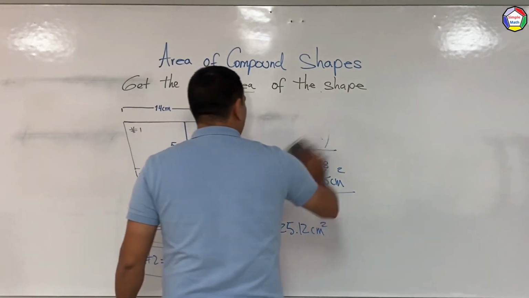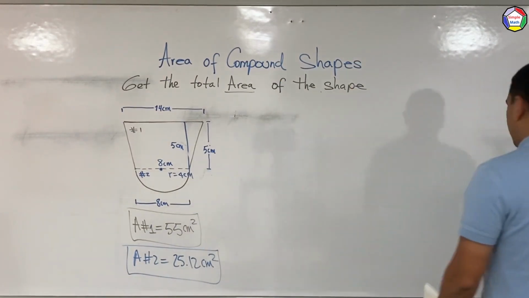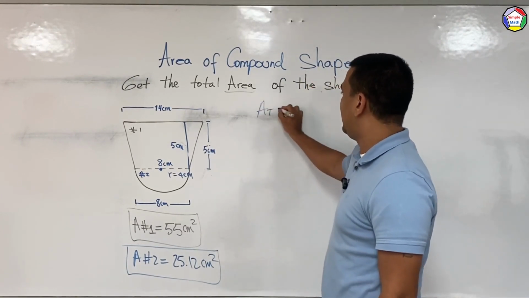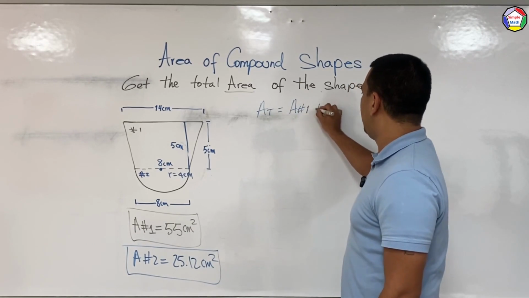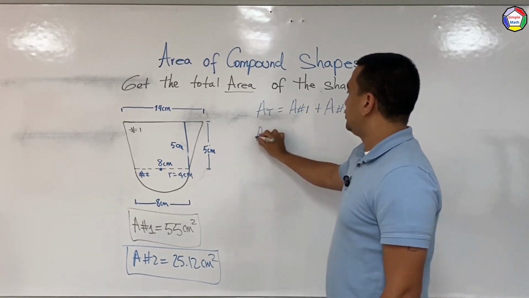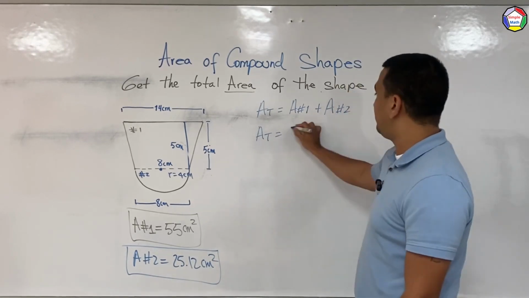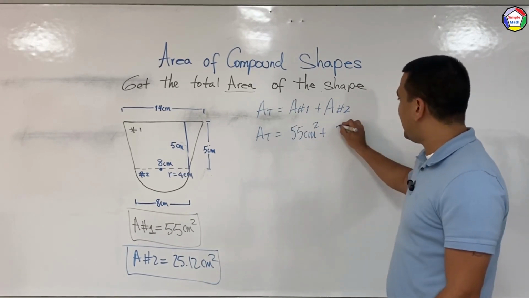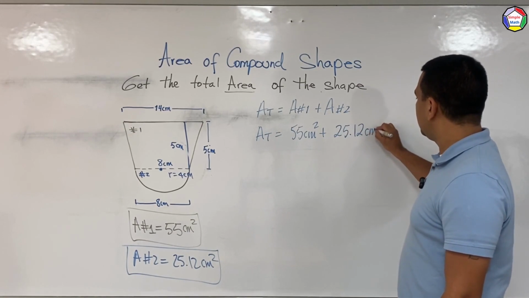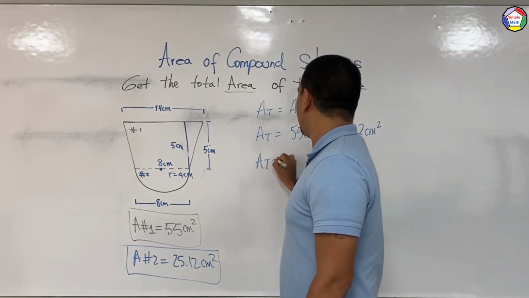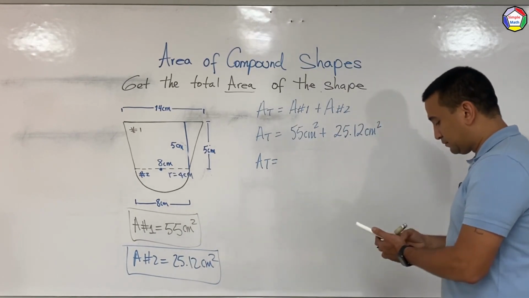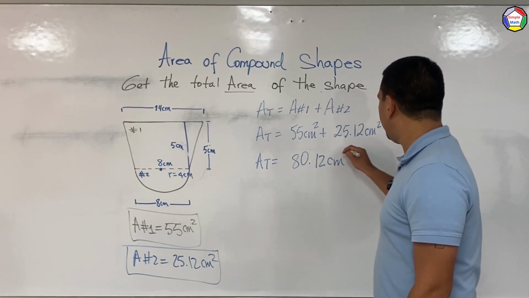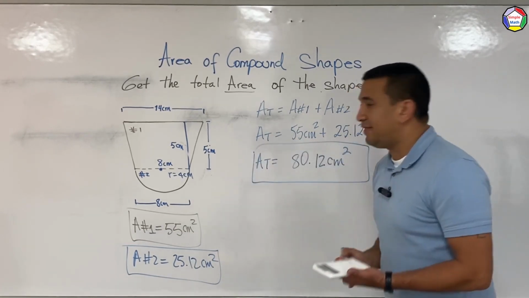And then remember, to calculate the full area or the compound area, we add the area number 1 and the area number 2. So the total area is going to be area number 1, 55 centimeters squared, plus area number 2, which is 25.12 centimeters squared. The total area is 80.12 centimeters squared. And that's the way we calculate the area of this compound shape.